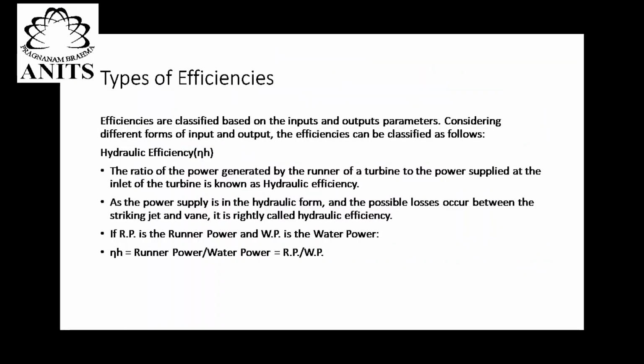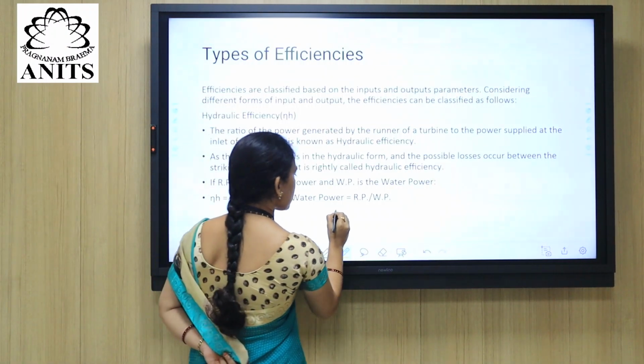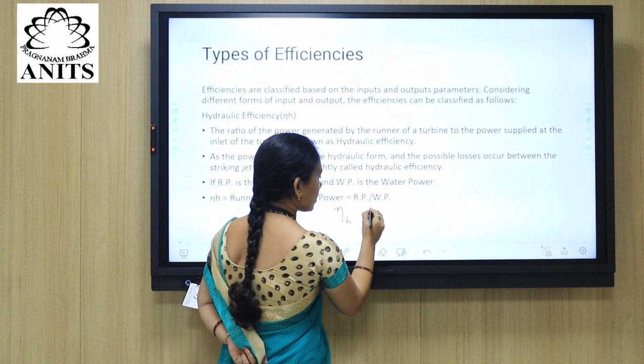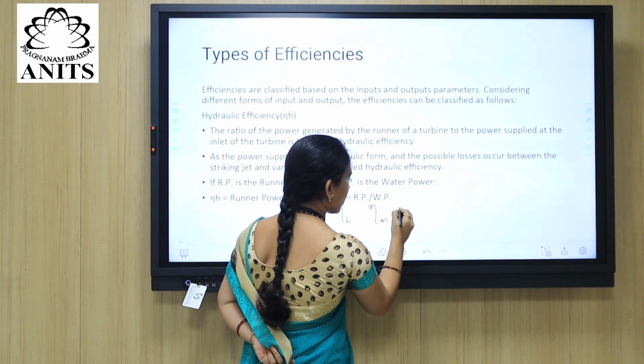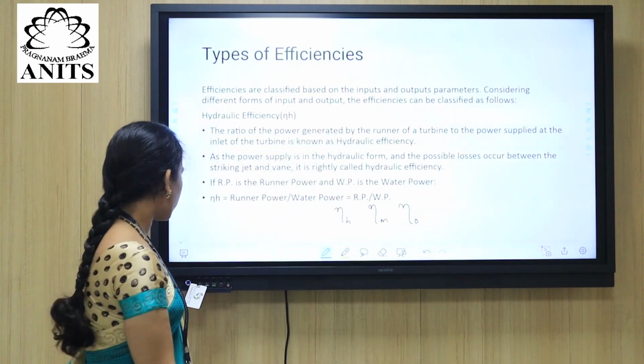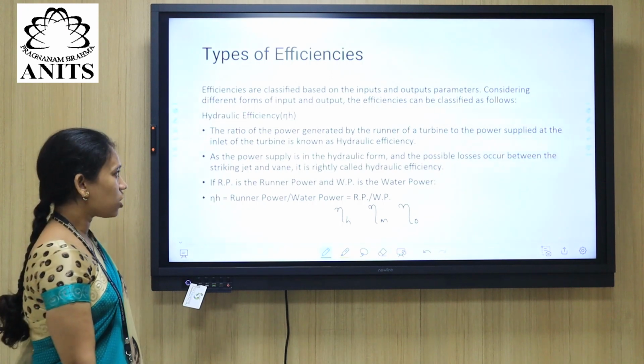And the next one is efficiencies. Efficiencies are very important in turbines topic or hydraulic machines topic. There are three types of efficiencies. One is hydraulic efficiency, which is represented by eta H, and the second one is mechanical efficiency, eta M, and the overall efficiency, eta naught. These are the different types of efficiencies that are discussed in hydraulic machines.